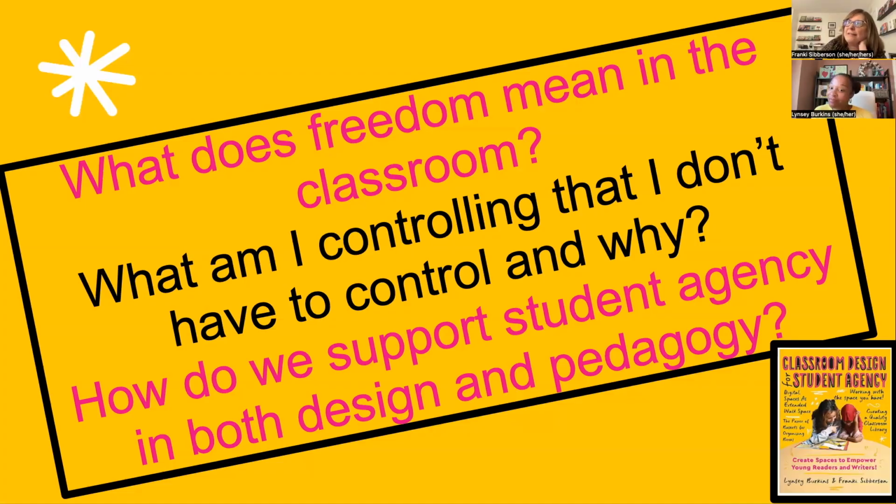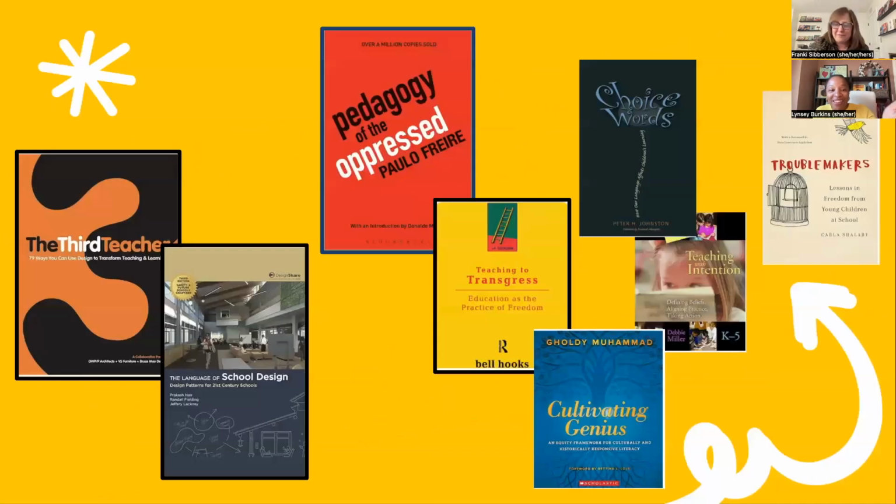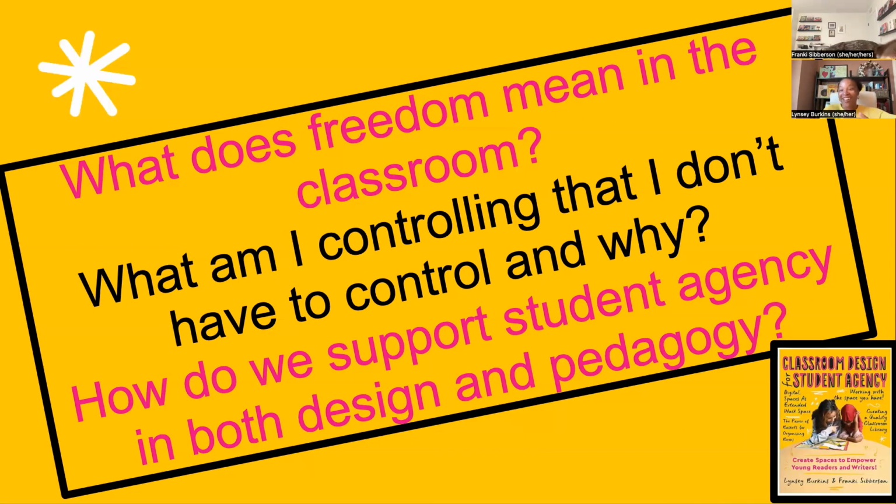So, that question about what am I controlling. Also, we didn't get through all three of them. Sorry, go ahead. But again, what am I controlling that I don't have to, and why? So that shoe situation, and also where the kids sit, what does that mean? Some kids want control over that and some kids don't. That's interesting. And how do we support student agency in both design and pedagogy?